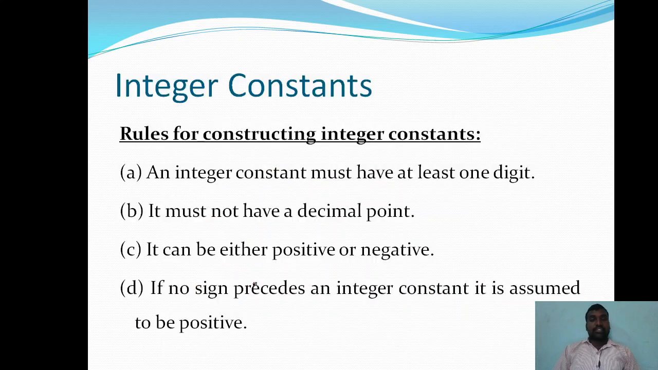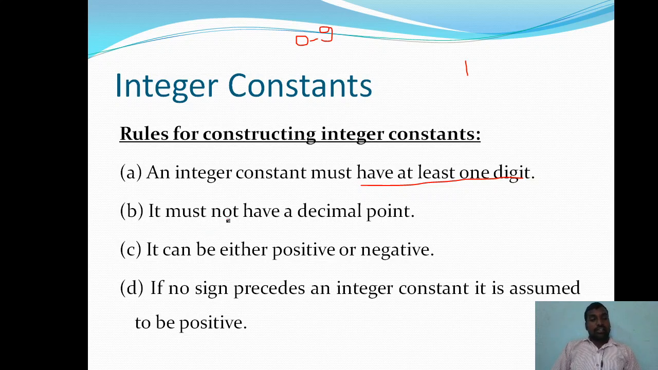Coming to the integer constant, you need to follow several rules while constructing an integer constant. An integer constant must have at least one digit. If you call this one a digit, this one is an integer. Yes, we can call this an integer constant because it has at least one digit. So what are the digits available in the character set? 0 to 9. Among 0 to 9, any digit we can call an integer constant.